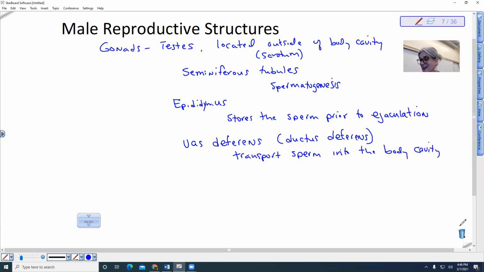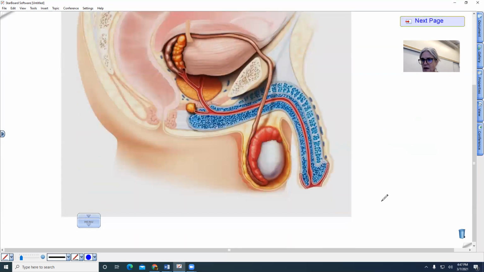So let's look at a diagram of the male reproductive system. This is my ductus deferens. It does not run by itself up into the body cavity. It is surrounded by a structure called the spermatic cord. There are muscles that go down, nerves that come down, lymphatic tissue, and circulation. So this is the ductus deferens right here.